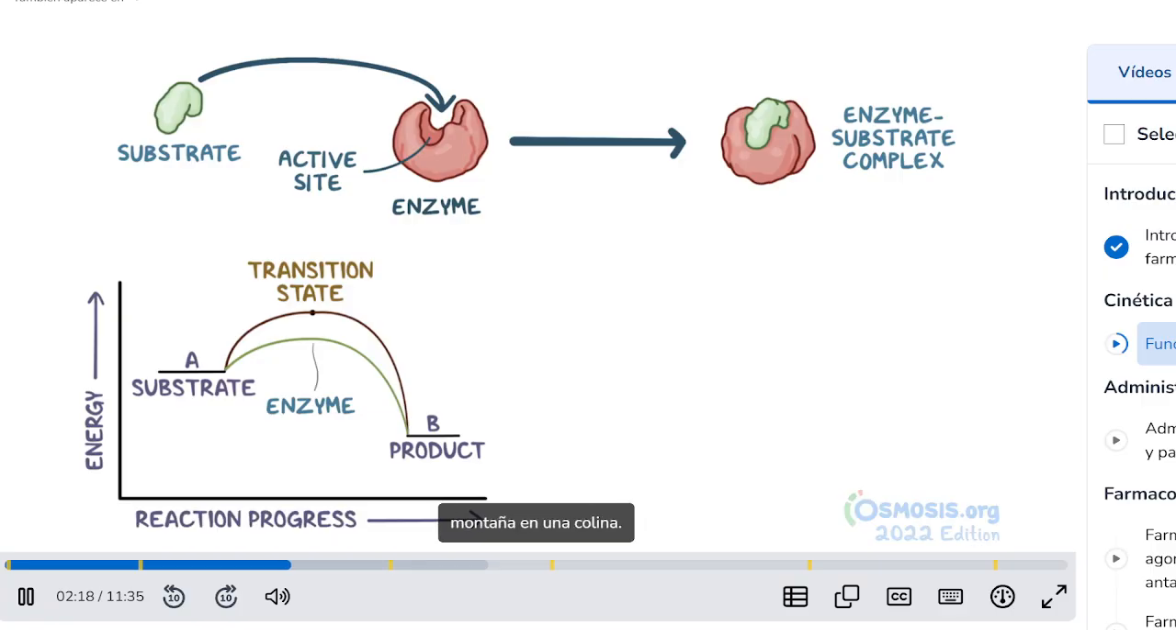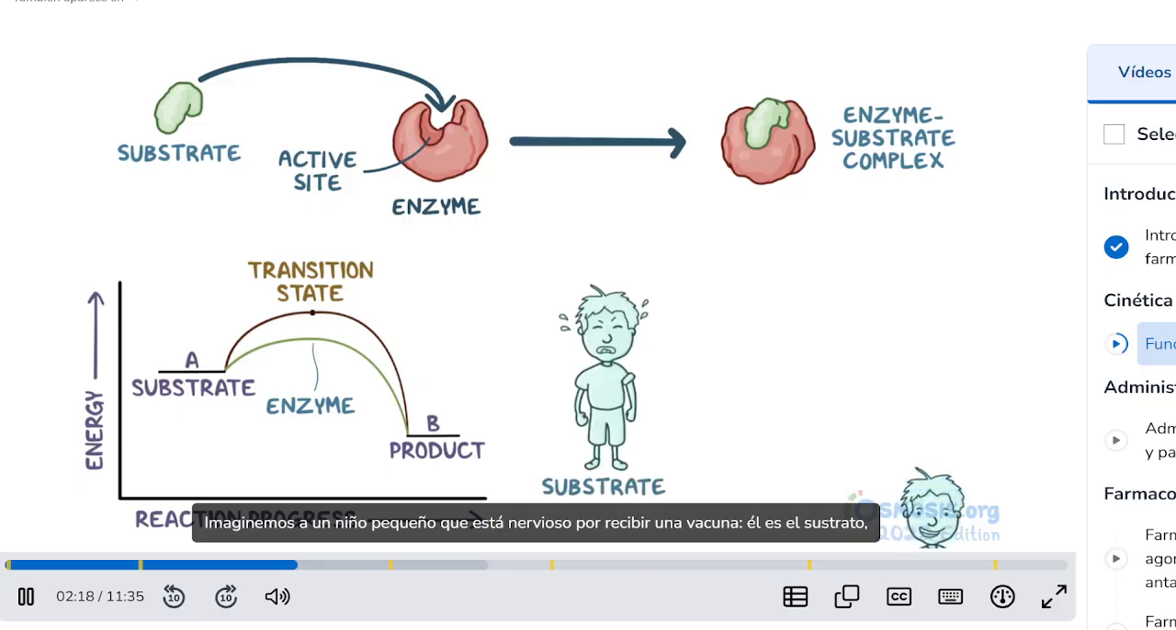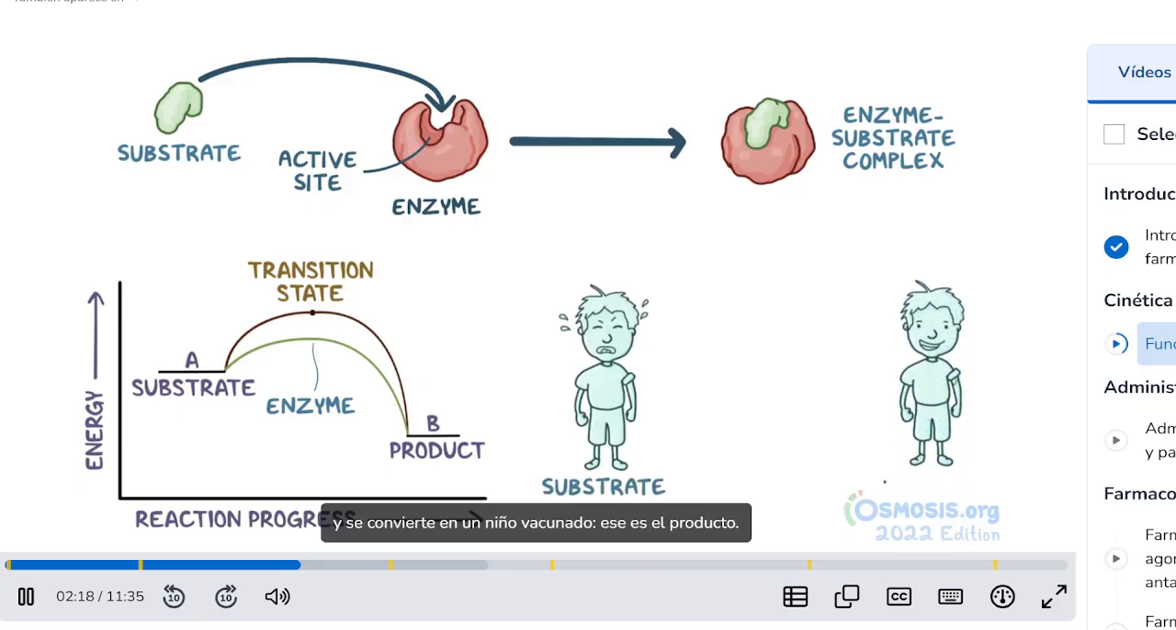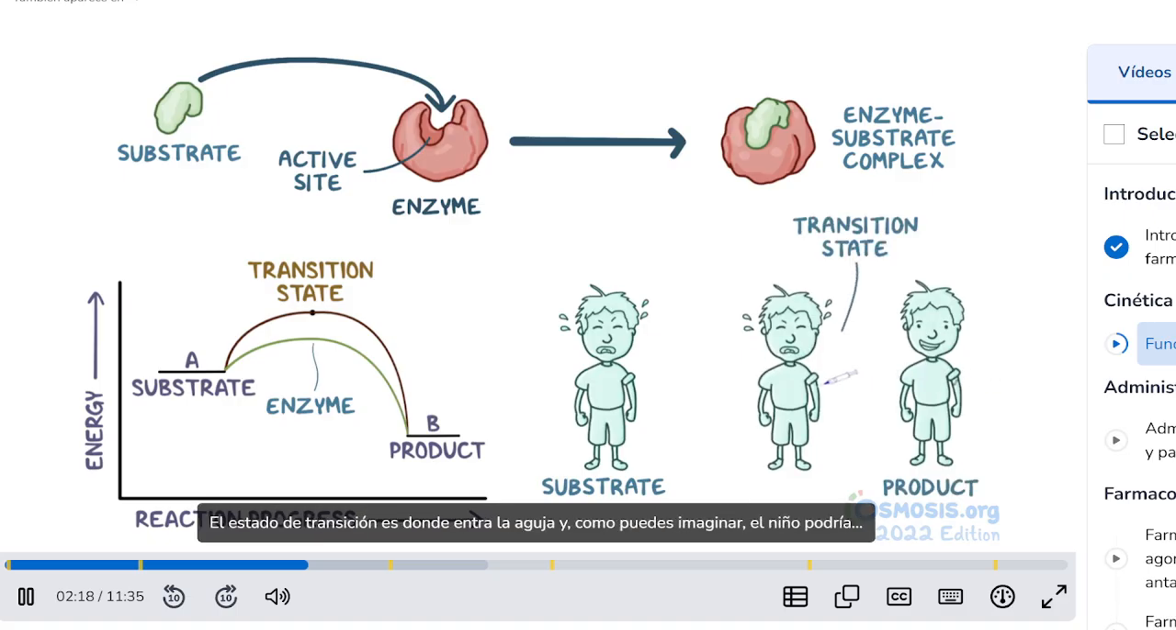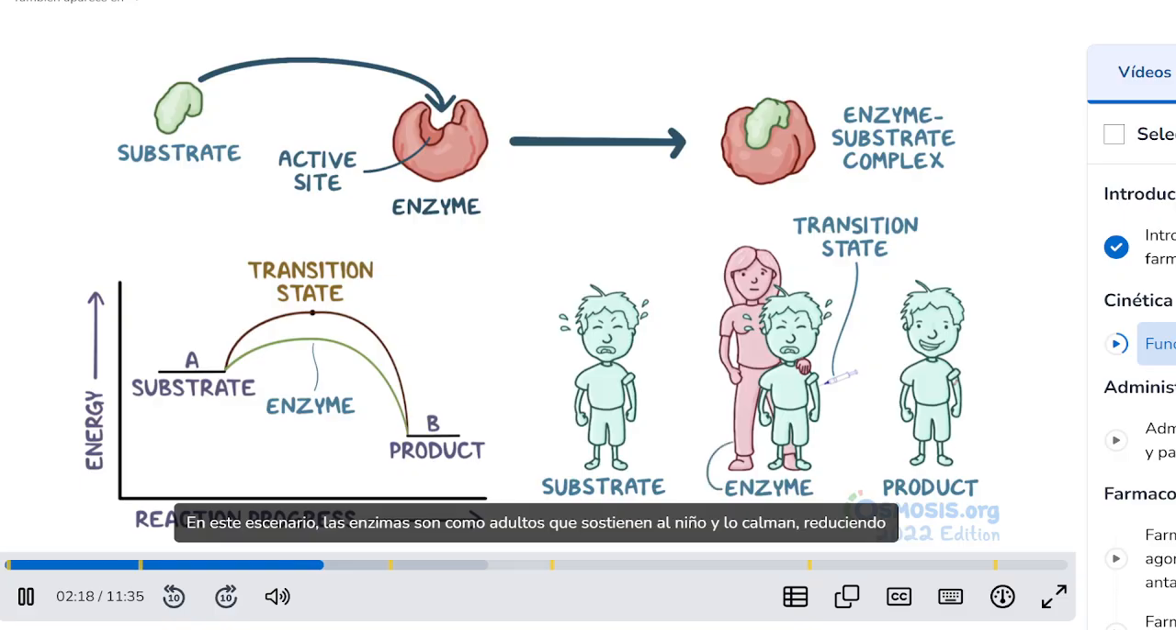Think about this analogy. Imagine a little boy who's nervous about getting a vaccine, and he turns into a vaccinated child. That's the product. The transition state is where the needle goes in. And as you can imagine, the boy might get really anxious and upset, a highly energetic and uncomfortable state. In this scenario, enzymes are like adults who hold the boy and calm him down, reducing the anxiety or energy level of the transition state, and making the whole thing happen faster.